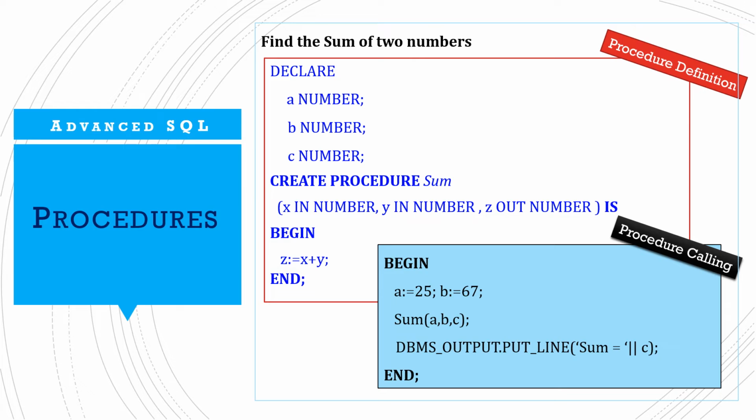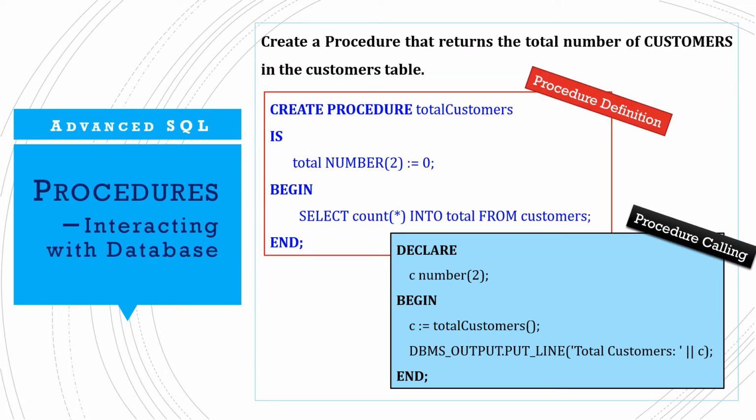And we can make use of this dbms_output.put_line for displaying the value of C. Okay, so this procedure calling is very similar to the function calling. Here also we can give the procedure name followed by the parameter list. Okay, so this is an example which makes use of procedures.